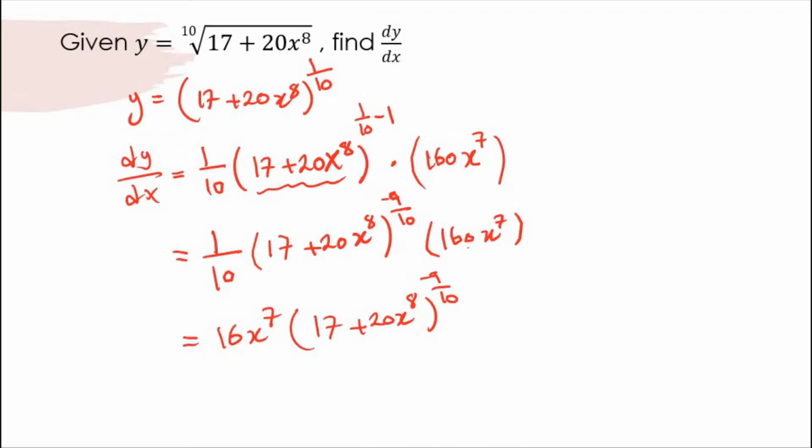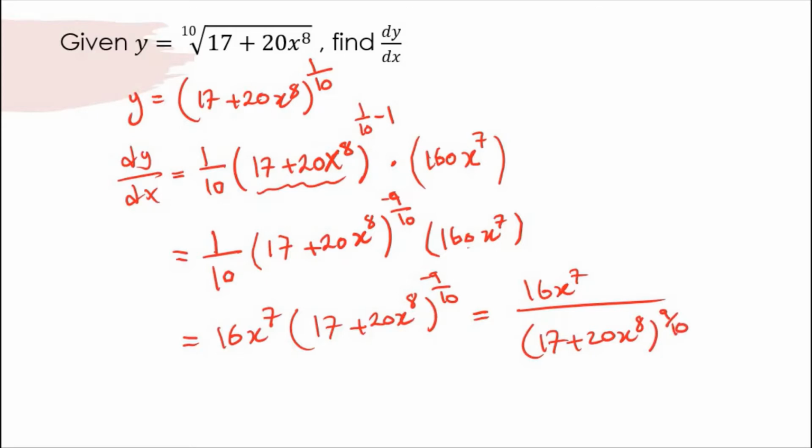Now I'm going to turn this exponent into a positive exponent and then turn it back into a radical. I have 10 in the denominator, which means I'm going to have the 10th radical. First of all, I will need to make the exponent positive. So we will have 16x to the 7th power over 17 plus 20x to the 8th power, everything to the 9 over 10.